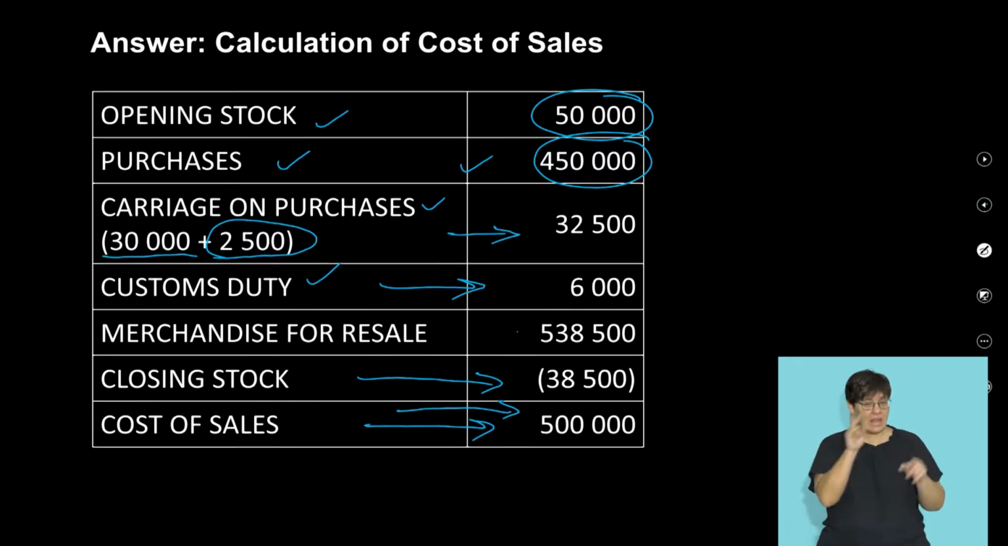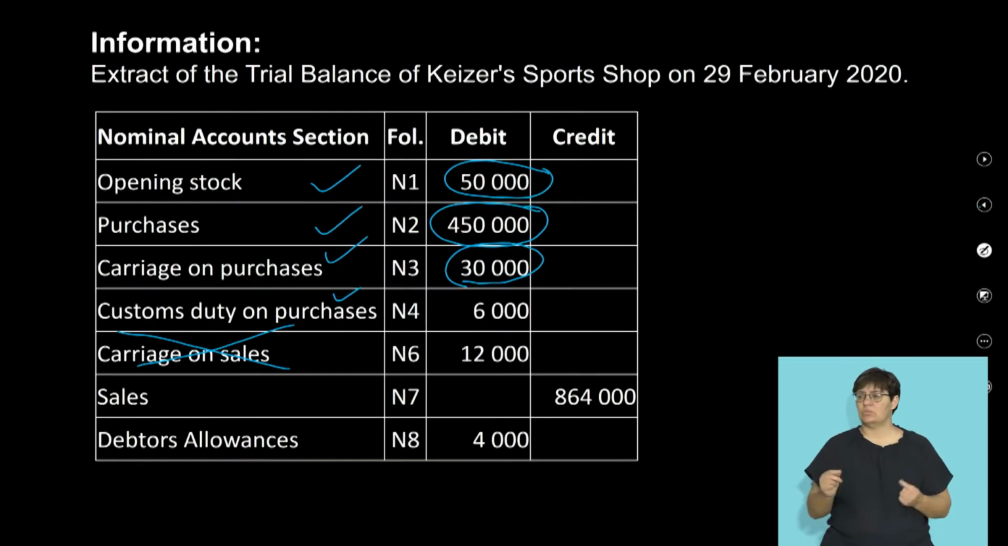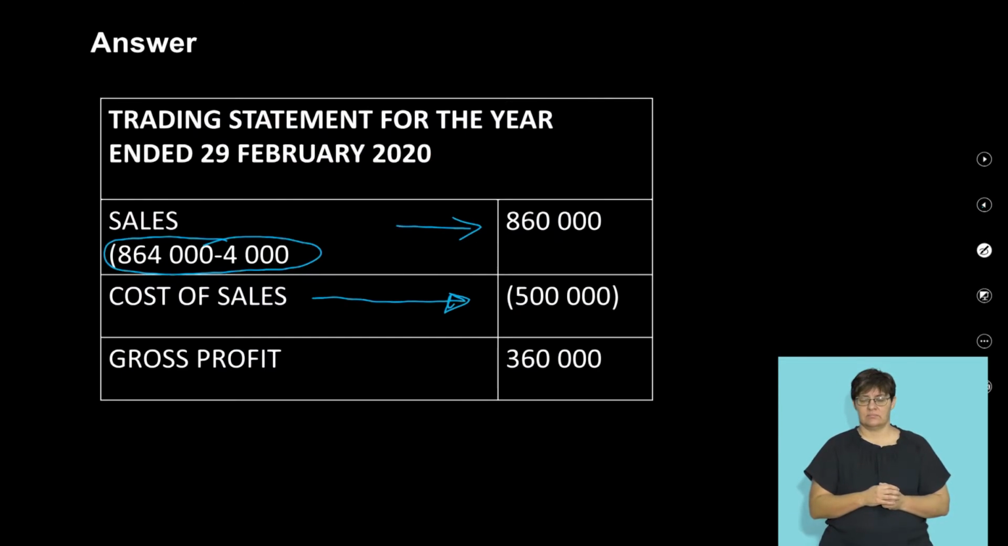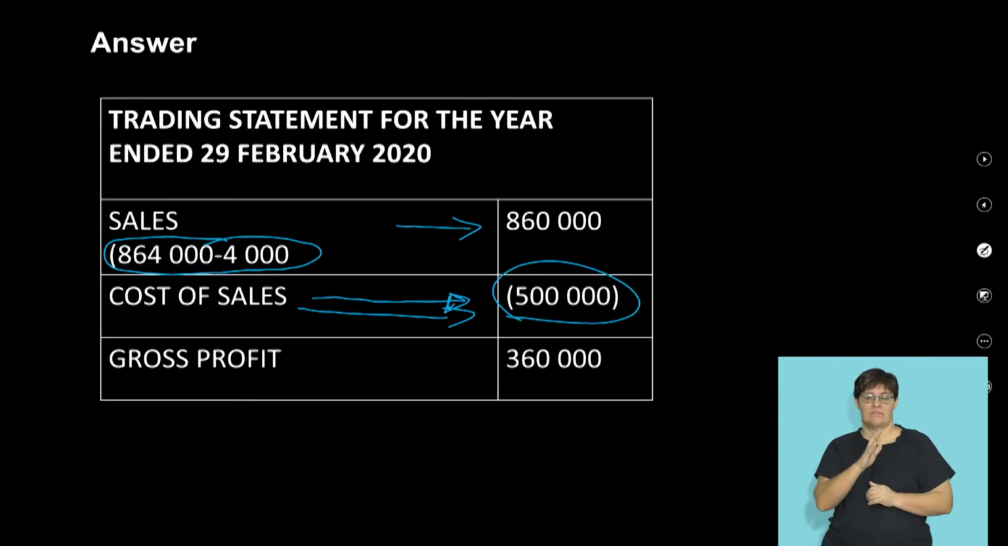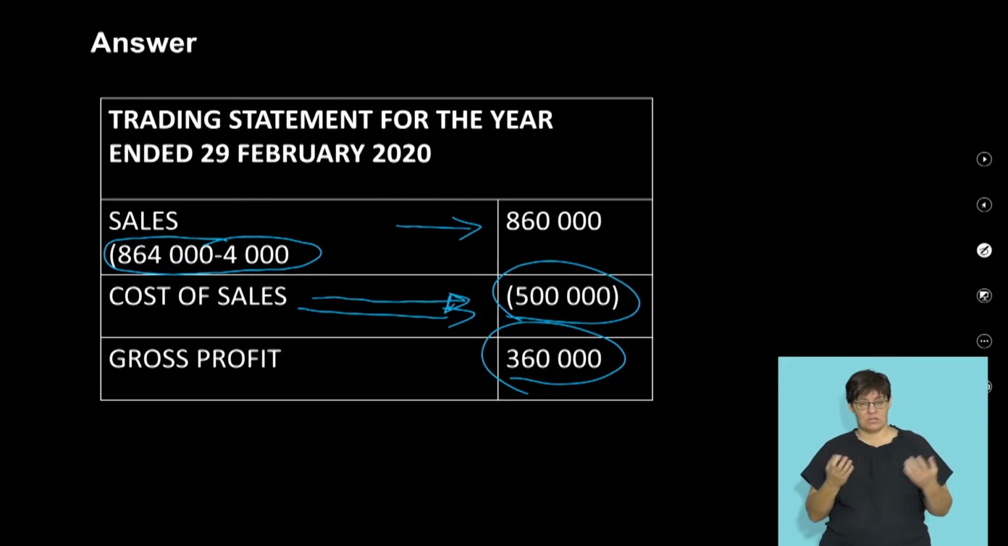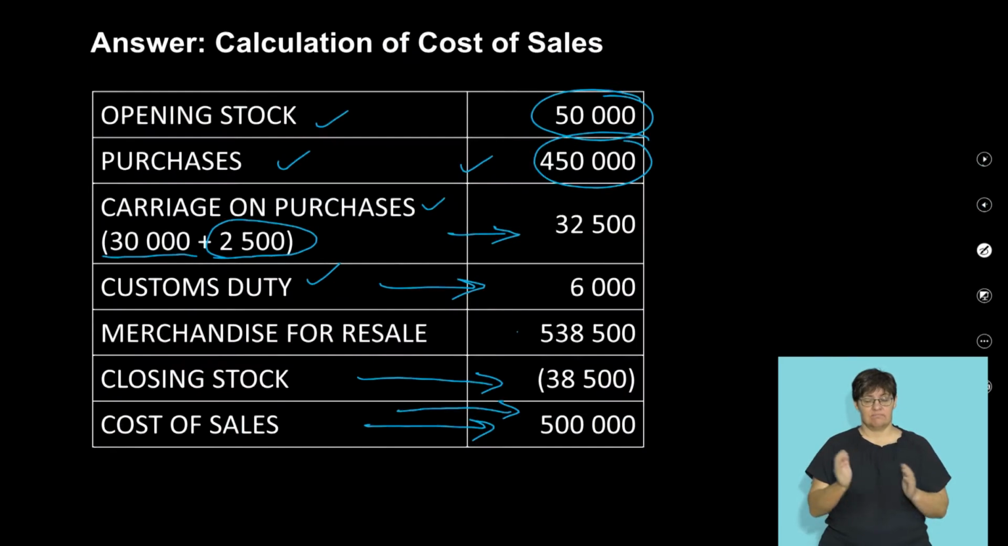Clearly you can see now, what are we doing? Let's go back to my cost of sales. Can you see this figure is calculated to be 500,000 Rand. 860,000 minus the 500,000 Rand will give me a gross profit figure of 360,000 Rand. So it's sales less cost of sales. Okay. Let's go into the next question.